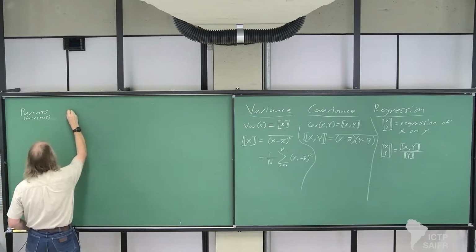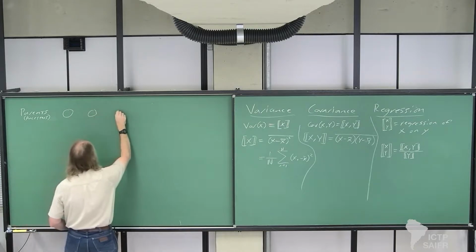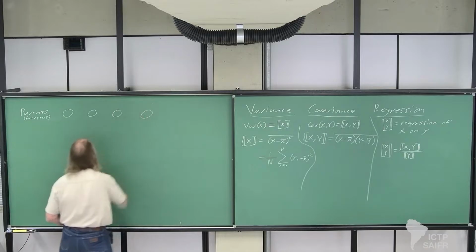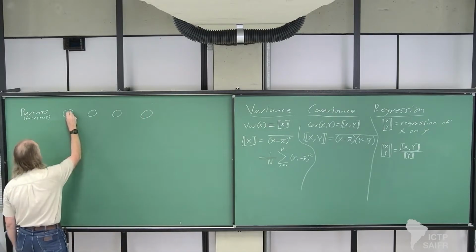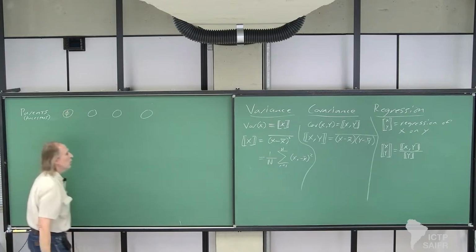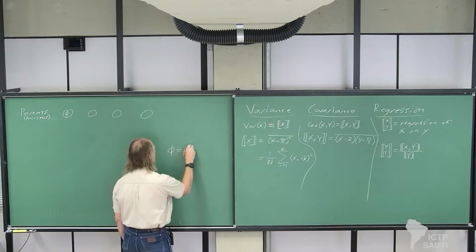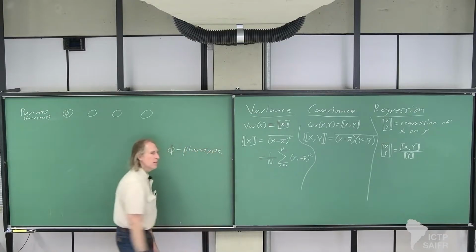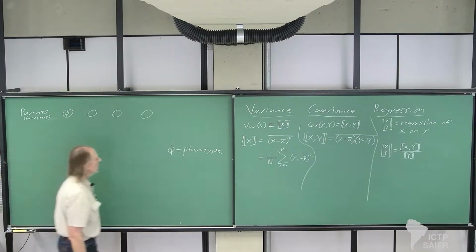And I've got a bunch of individuals. I'm going to draw them in circles because it's convenient. Something like that. And each of these has a phenotypic value. And I will throughout use Greek phi as phenotype. What is a phenotype? It's any property of an organism to which we can assign a number.